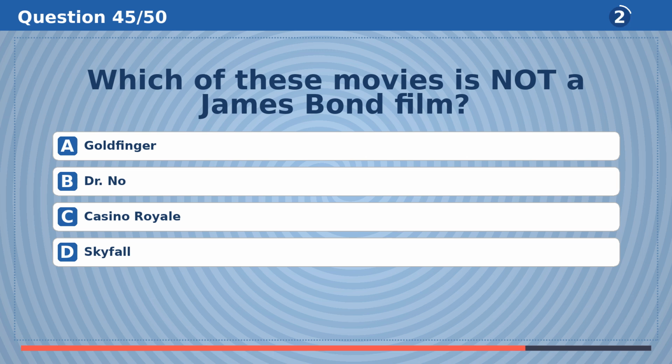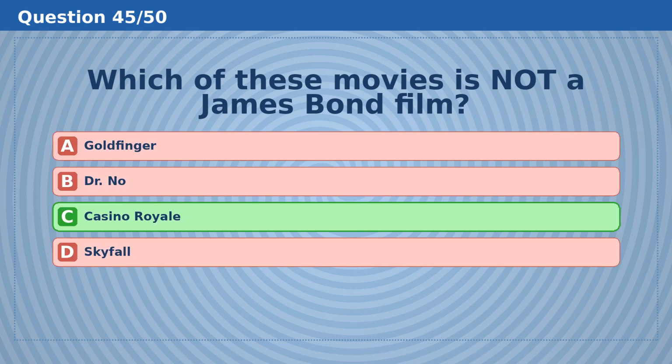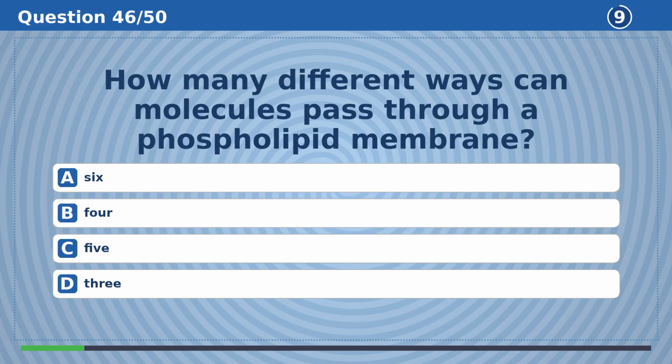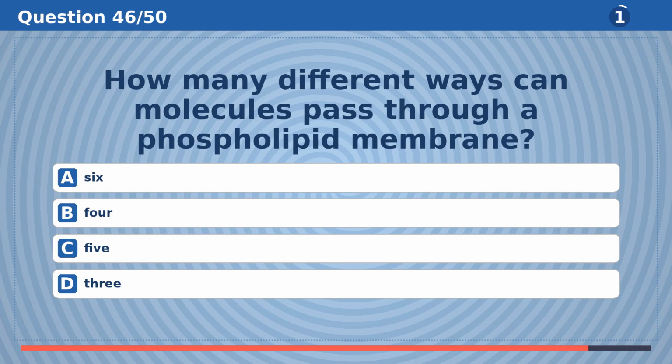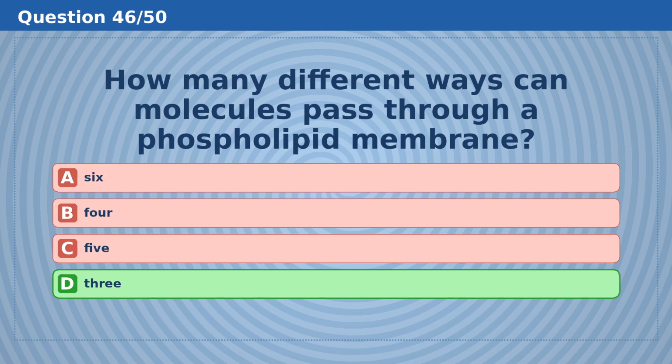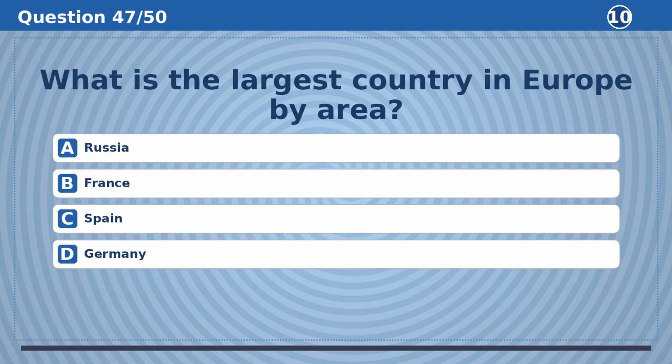Which of these movies is not a James Bond film? The answer is C. Casino Royale. How many different ways can molecules pass through a phospholipid membrane? The answer is D. 3.